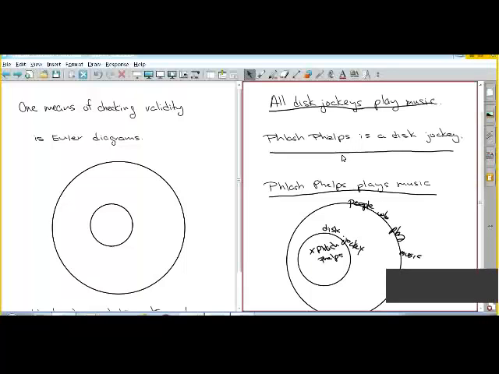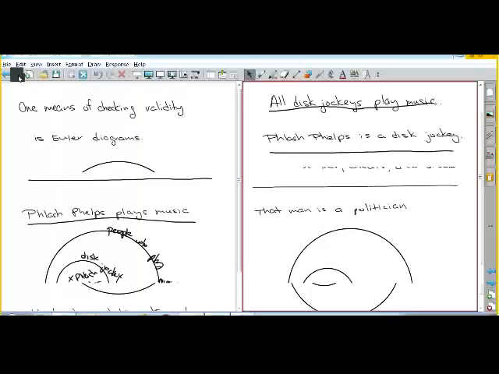We'll do an example that doesn't work. So that's the basic idea. You take the first statement and label the circles, use the second statement to put a little X somewhere, either here or way out, and then you see whether that X agrees with your conclusion.